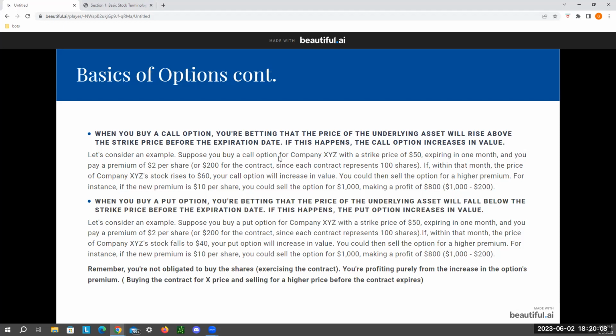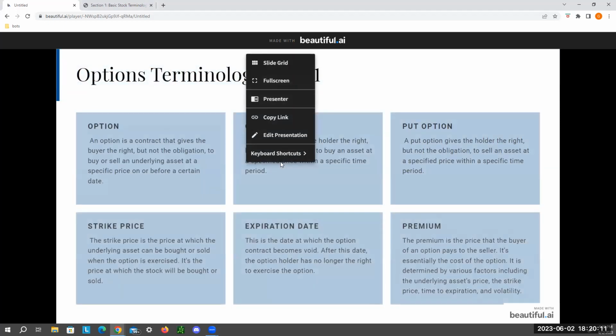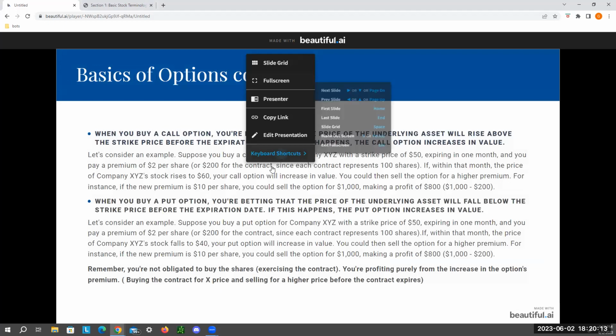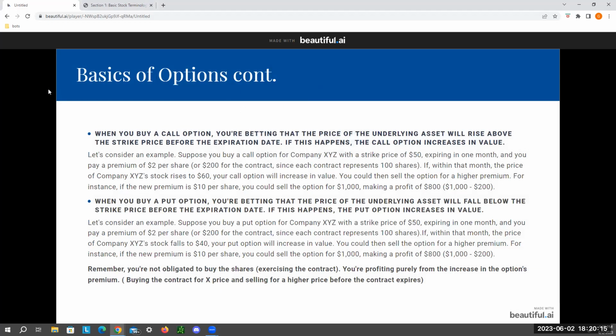expiring in 1 month, and you pay a premium of, what just happened? Sorry. Excuse my language.